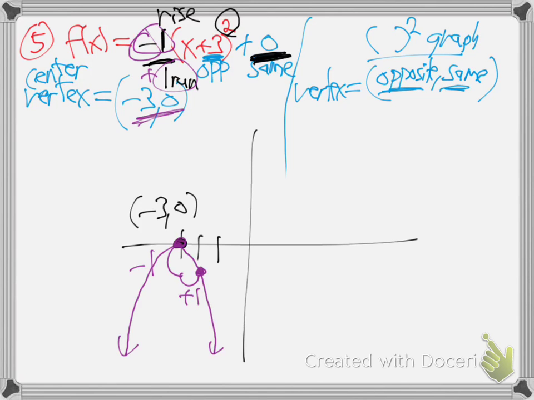So you find the vertex first with opposite same. You find your vertex, the center of the U-shape, and then you use the fraction in the front, rise over run, to find your second dot. Connect the two dots, and you've got your U-shape.